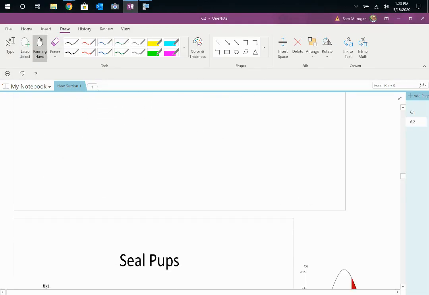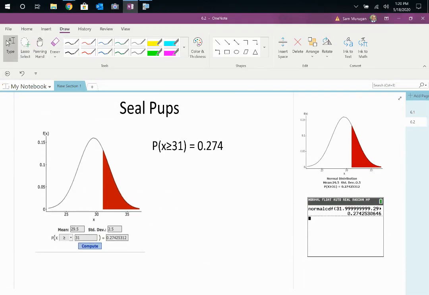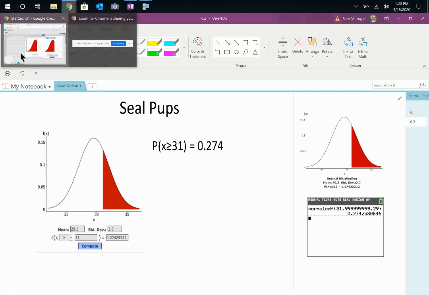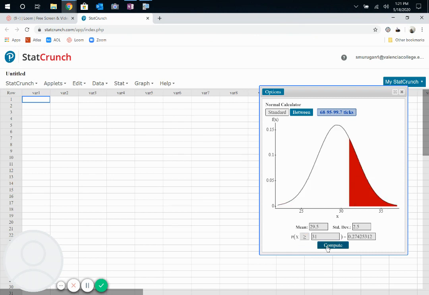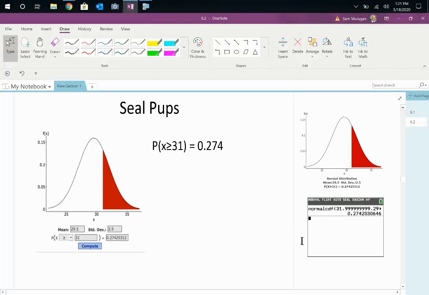Oh, I'm sorry. It's greater than. My bad, greater than, not less than. All right, so go back to this and fix what I did wrong here. Change it to greater than 31. Probability is 0.2743. Okay, so right there, the probability is 0.2743.